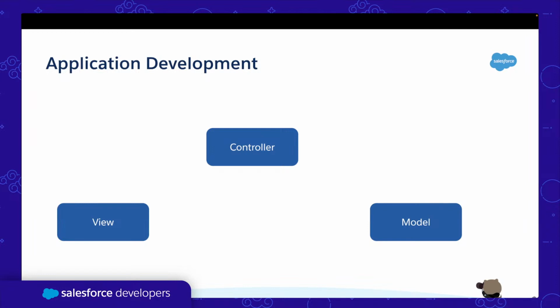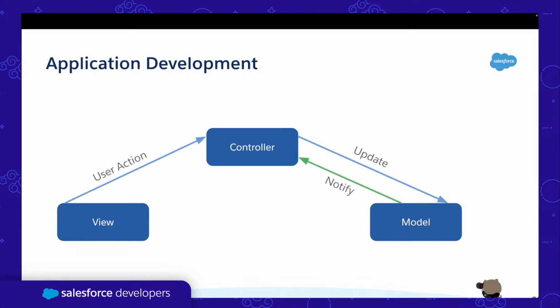So how does this work? Let us say a user interacts with your application. It sends an action to the controller. The controller interacts with the model. It may update the data, or some kind of CRUD operation happens, and the response is notified back to the controller, which is sent back to the user interface, and the user interface will be updated.